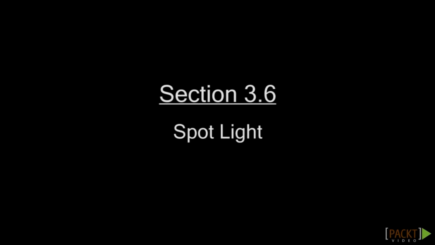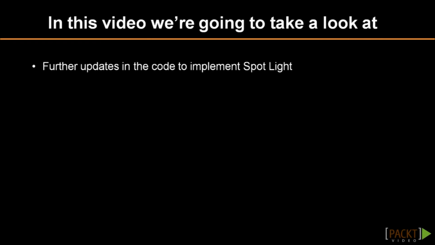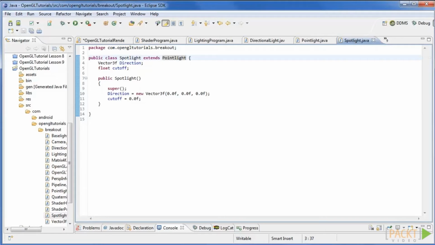Hello everyone, this video is entitled Spotlight, and in this video we will be implementing the spotlight. Our first step is to create a new class for the spotlight. A spotlight is similar to a point light, except that it only lights up a section based on the size of the cone angle, which can be used in games for a flashlight.